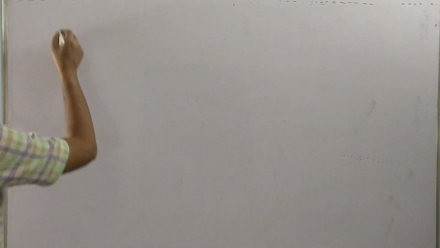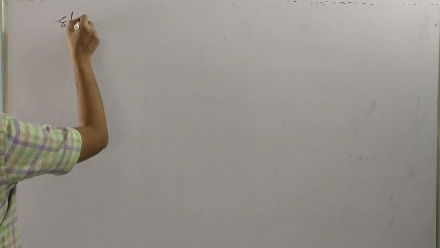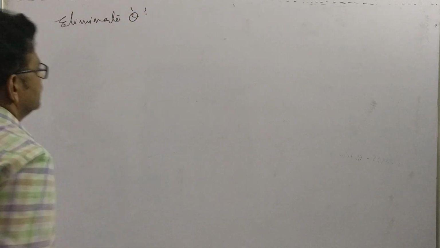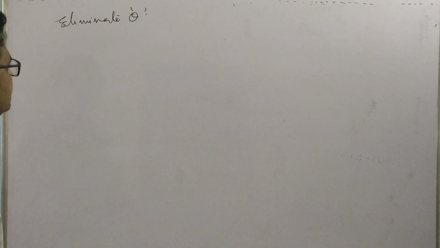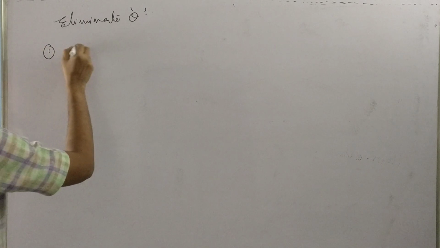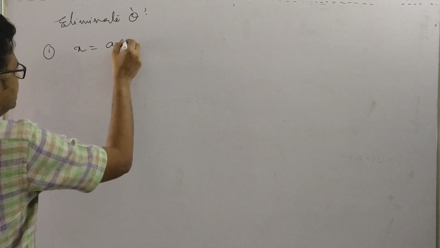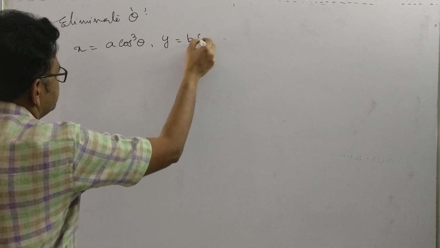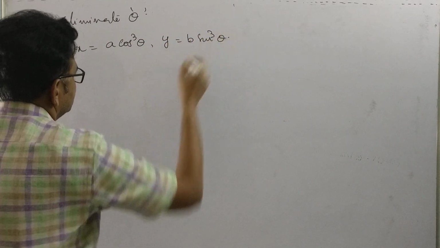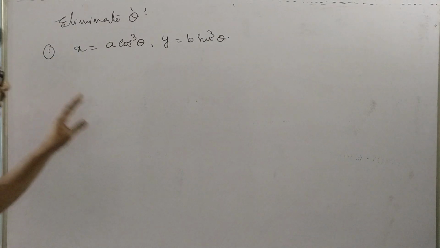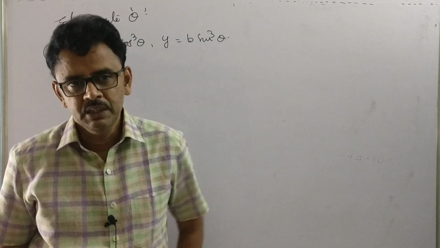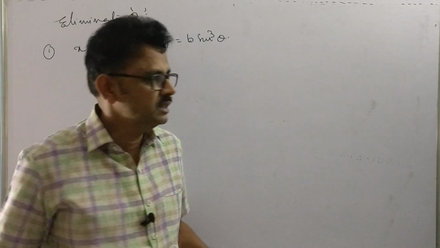Now eliminate theta from the following. First one: x equal to a cos cube theta and y is equal to b sin cube theta. From these two, we eliminate theta by using the trigonometric identities, that is, relations.